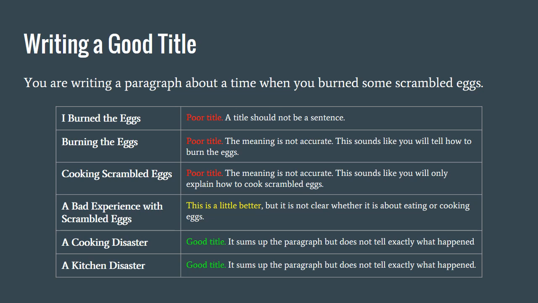So let's look at the last two. "A cooking disaster." Good. It sums up the paragraph, but does not tell you exactly what happened. "A kitchen disaster." Okay, good as well. It sums up the paragraph, but does not tell you exactly what happened. So those are great titles to be a good example of how you should form your own titles.